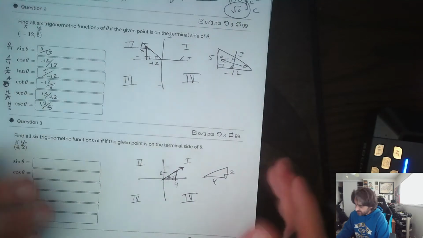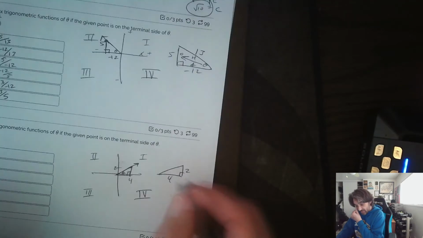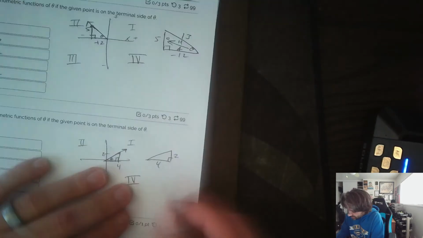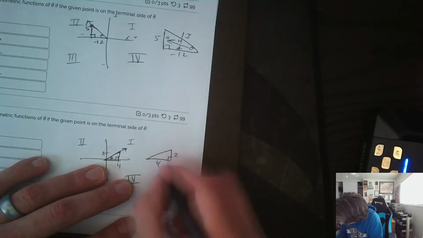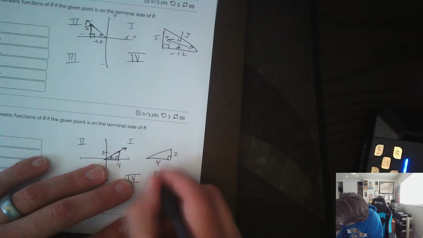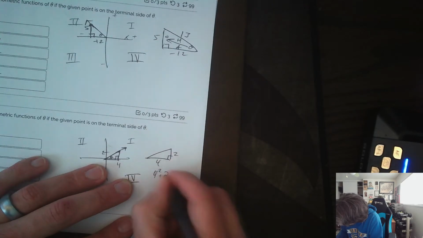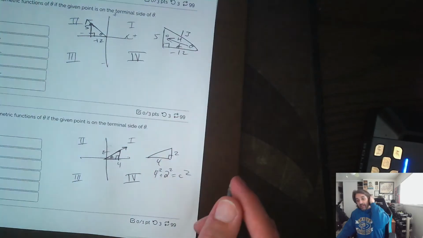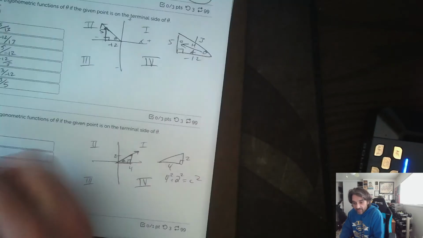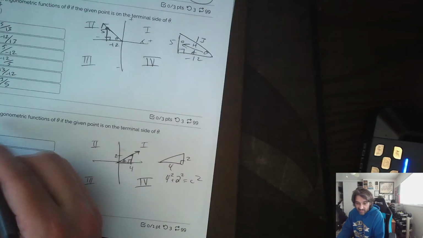It's always what happens here. So this one's not going to be a Pythagorean triple. So a squared plus b squared is c squared. So let's say 4 squared plus 2 squared equals c squared. Remember, your hypotenuse is always c, and these values are going to be your legs, your left and right and up and down leg.